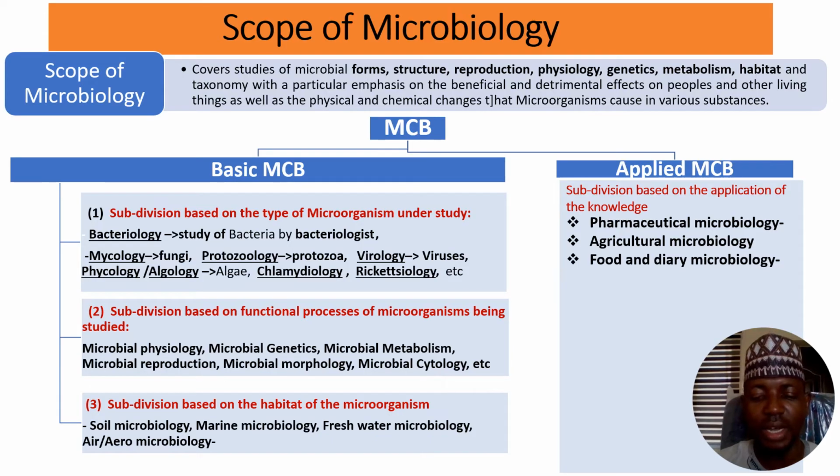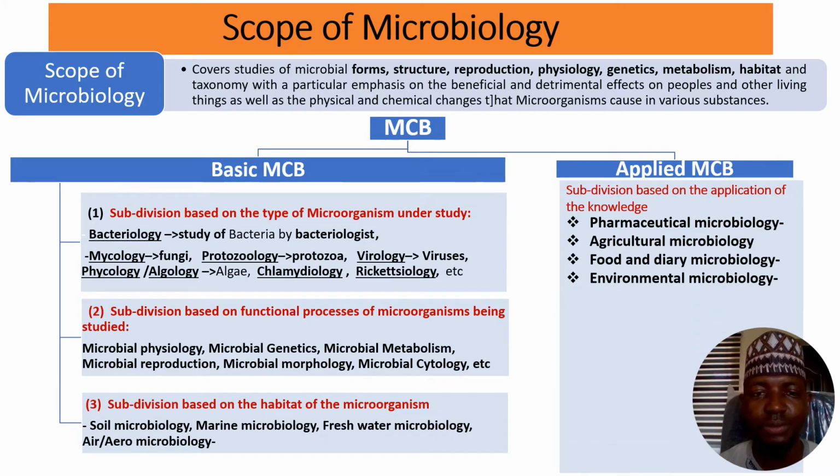Now, the next one is food and dairy microbiology. This particular branch of microbiology deals with the study of microorganisms involved in food processing, development, spoilage, as well as hazards associated with food. We also have environmental microbiology, which studies the composition and physiology of microbial communities in the environment. The environment in this case refers to the soil, water, air, and sediment covering the planet, and can also include animals and plants that inhabit these areas. So environmental microbiology also includes the study of microorganisms that exist in artificial environments such as bioreactors and so on.